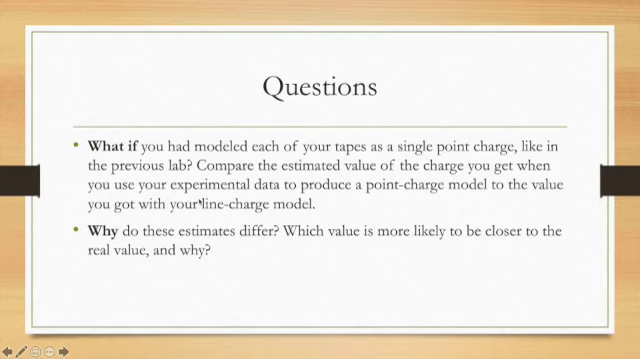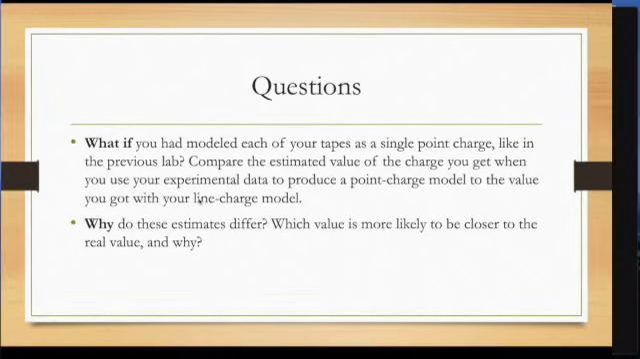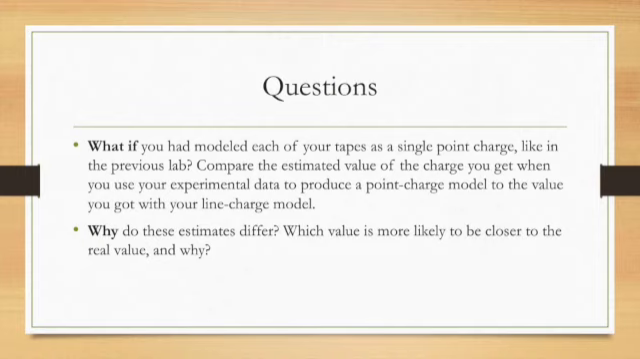What if you had modeled each of your tapes as a single point charge like in the previous lab, compared the estimated value of your charge you get when you use the experimental data to produce a point charge model to the value you got with your line charge model? Why do these estimates differ? Which value is more likely to be closer and why?